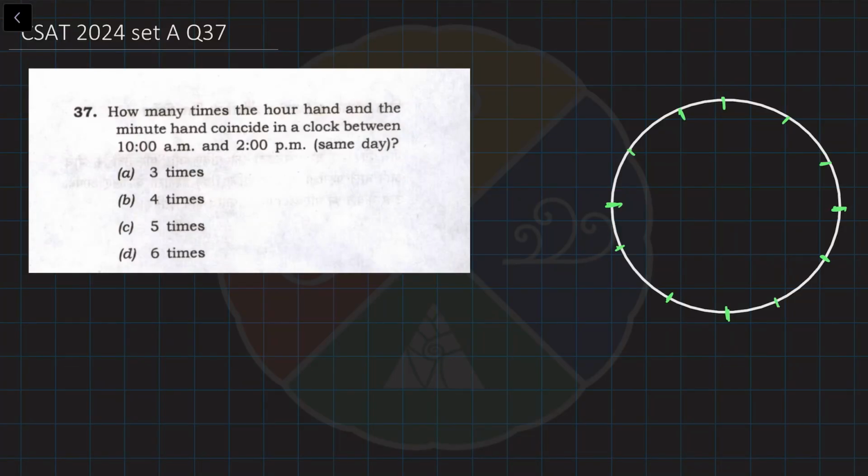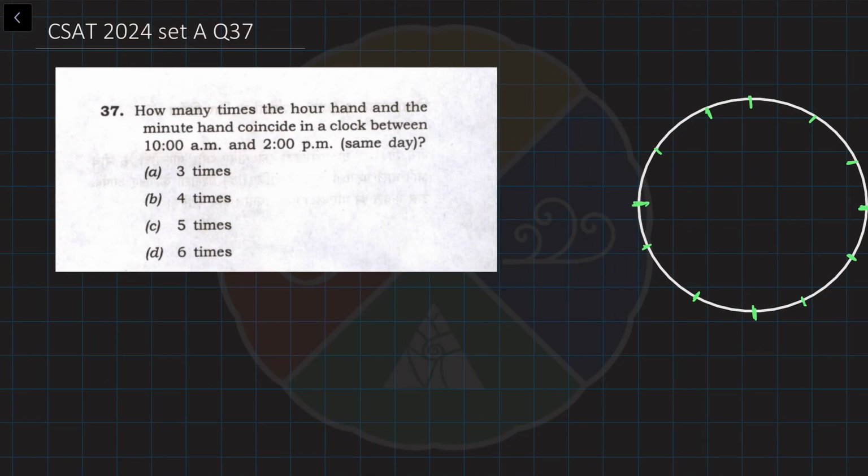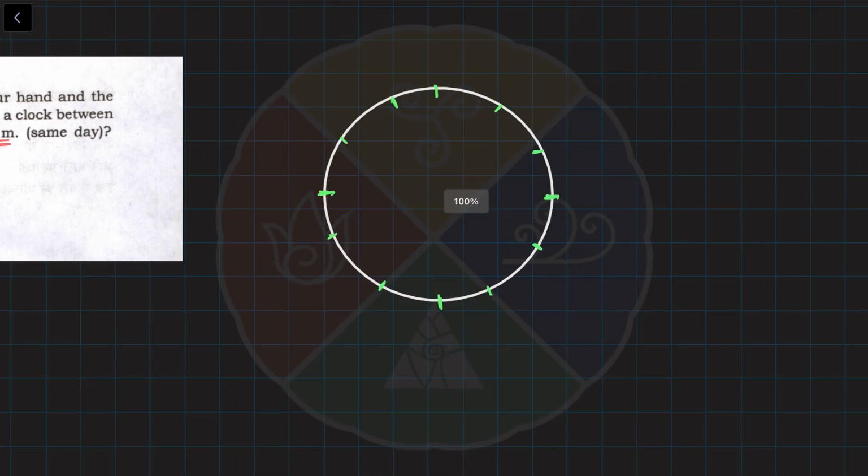Now this is a question from calendars, and it's actually a very easy problem. You can even call it a reasoning problem. If you check this problem, you can see it asks how many times the hour hand and minute hand coincide in a clock between 10 a.m. and 2 p.m.